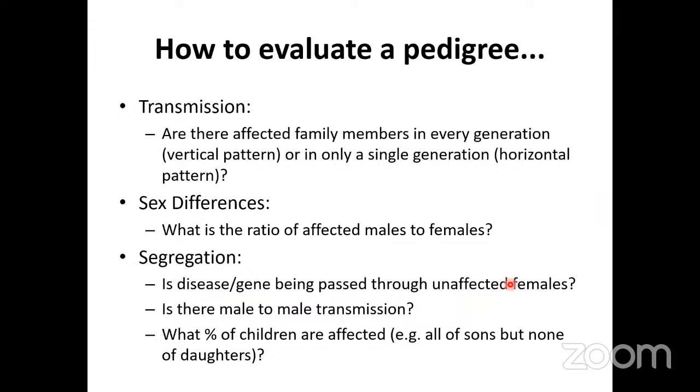What is the transmission? Vertical or horizontal? Are males and females equally affected? Is it passed through an unaffected female? Is there male-to-male transmission? And what is the percentage of children affected? All sons, none of the daughters, or all daughters?